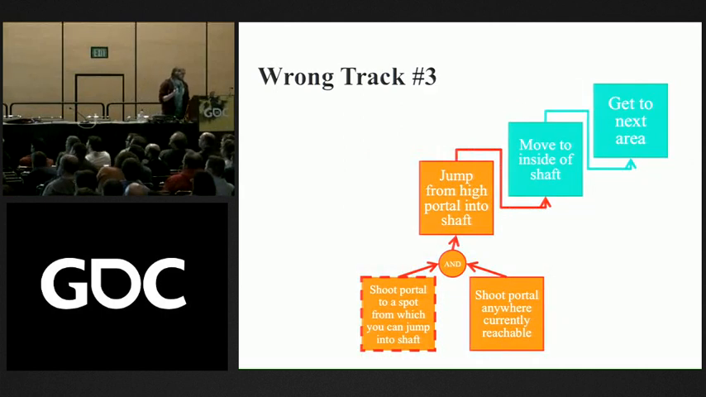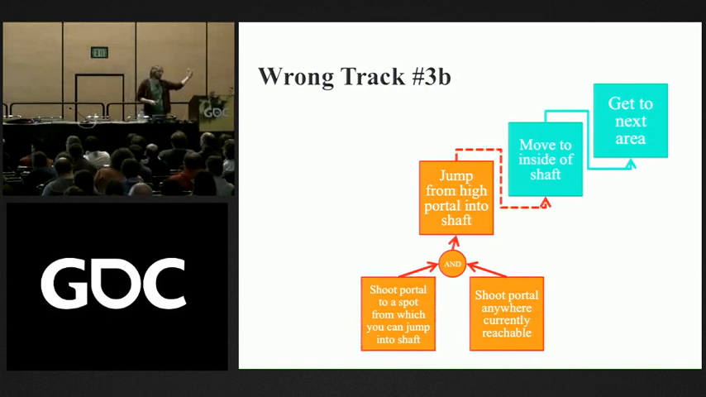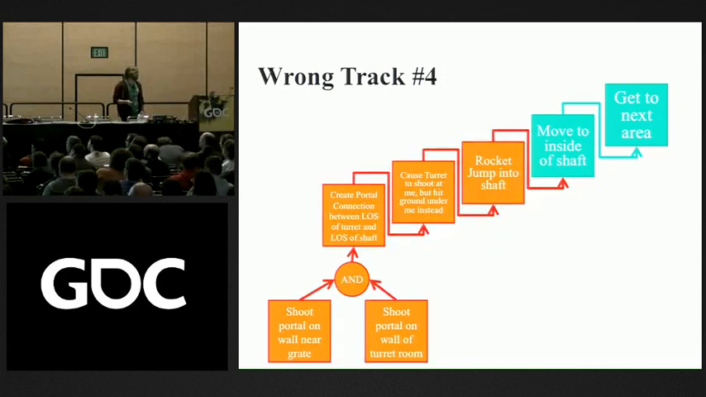Wrong track number 3 was I tried to shoot a portal up on the wall above the shaft, and then one on the ground or floor, and then try to jump through and get inside the shaft that way. And the reason it didn't work is because I couldn't find a spot high enough. There's no portalable surface high enough to make that jump. Or, you could say that I could make a surface, but I couldn't complete the jump. Like the jump was the part that was broken. Either way, something was broken, and that solution didn't work either.